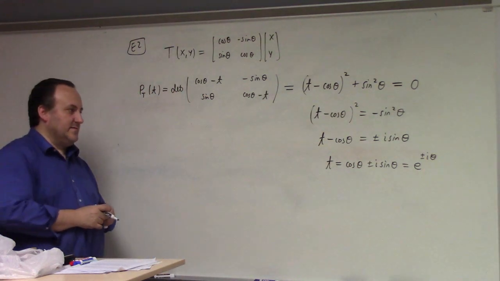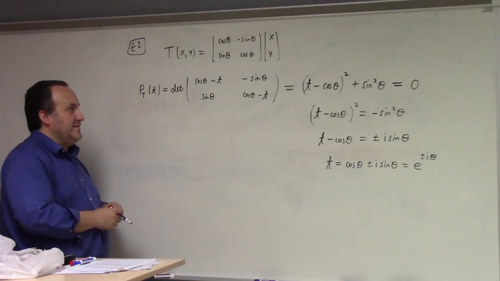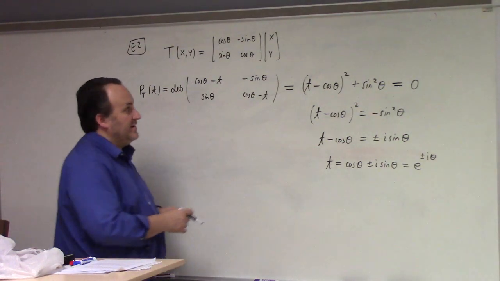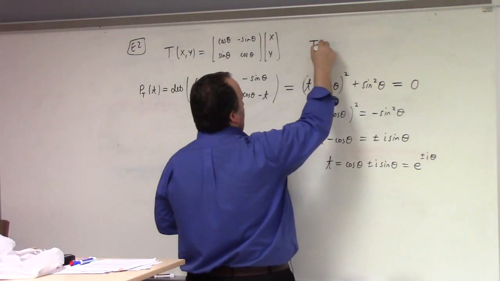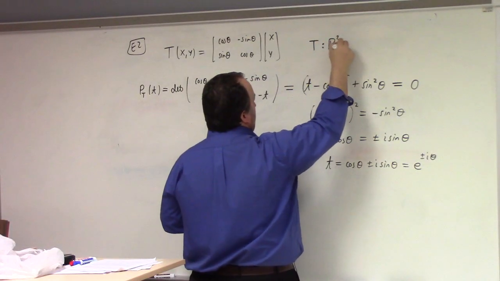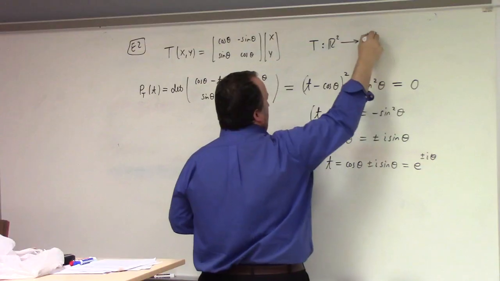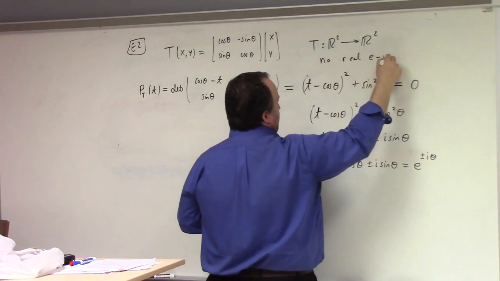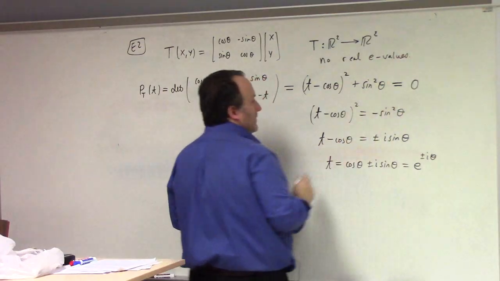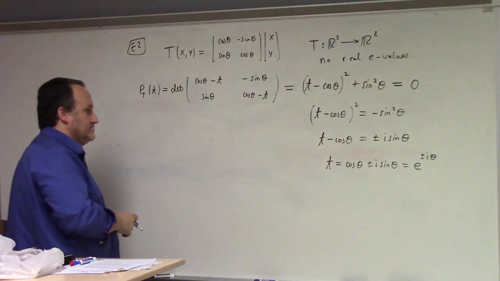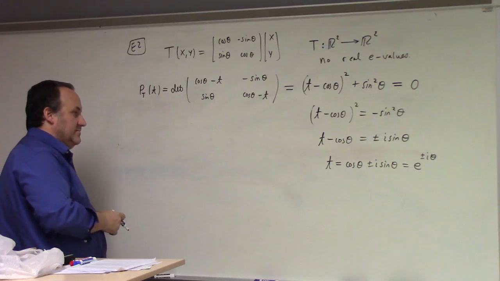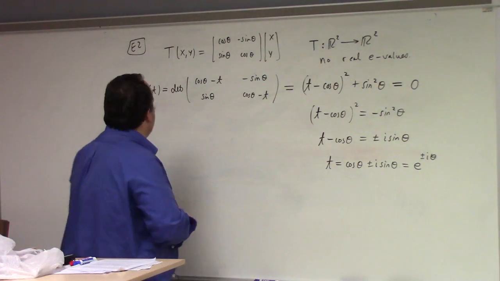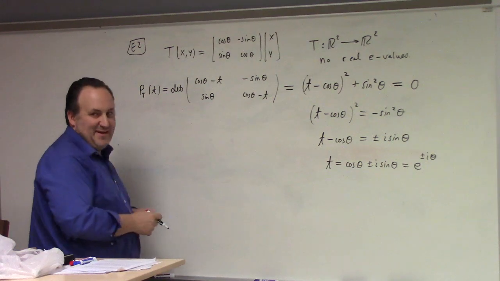This is in fact an example of a linear transformation on R2 which has no eigenvalues. If we look at T as a mapping from R2 to R2, there are no real eigenvalues. Do you guys agree? Isn't that De Moivre's theorem? It's a part of De Moivre's theorem, yeah, sure. You probably said it right. That's not a correction, that's just my habit.